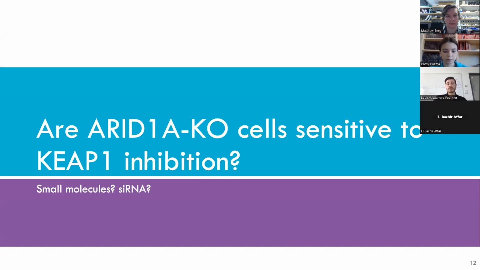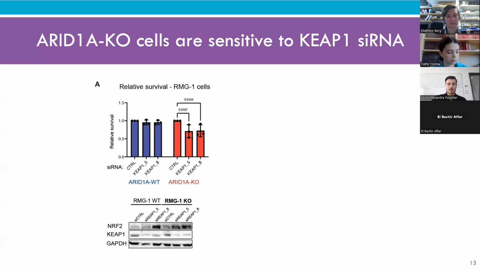So the first thing I set out to answer from our screen in terms of validation was whether ARID1A knockout cells are actually sensitive to KEAP1 depletion. So I first knocked down KEAP1 with siRNAs in our isogenic RMG1 cell line pair that we did the screen in. As you can see, knockdown of KEAP1 with 2 different siRNAs resulted in less protein and an induction of NRF2 levels, which was expected. And you can also see here that the ARID1A knockout cells in red were sensitive to this inhibition compared to the wild type.